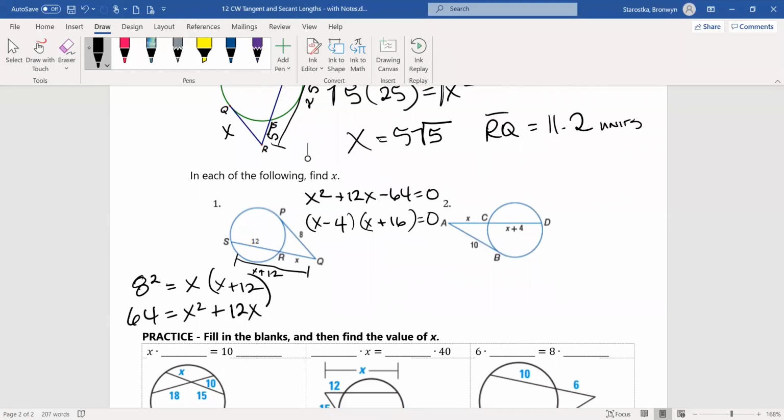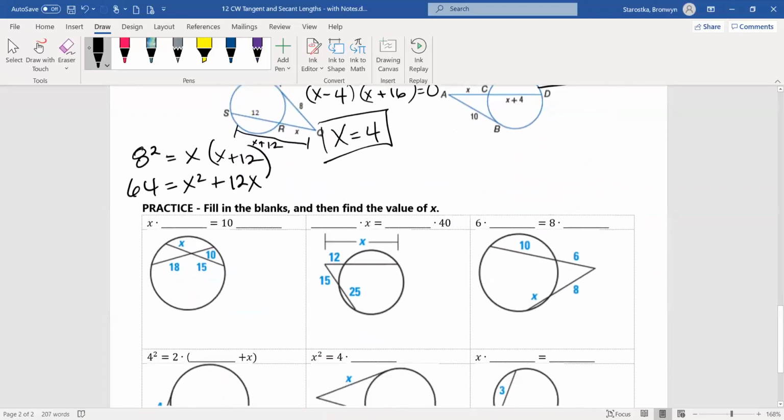Negative 4 times 16 is negative 64. Negative 4 plus 16 is 12. So looking at these together, I have x minus 4 equals 0 or x plus 16 equals 0. We want the one where x equals positive 4. This problem is honors, not required by you, but I have the worked out solution on the answer key that I'll distribute later today.